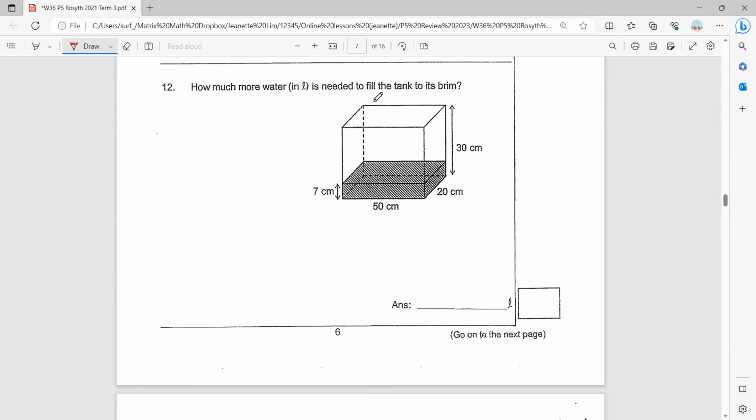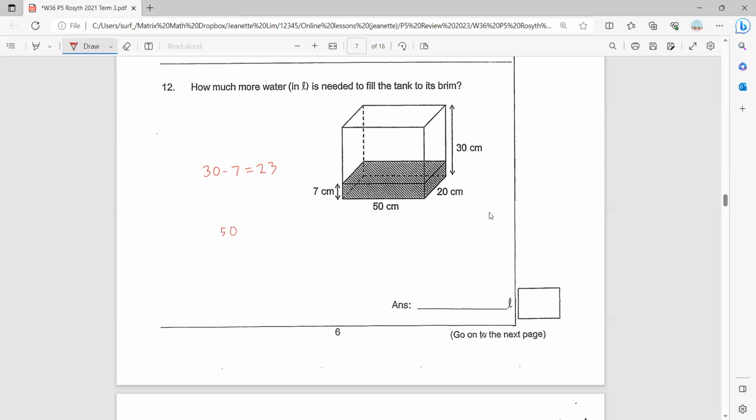Well, how much more water in liters is needed to fill the tank to its brim? So we're finding the empty space, not the water inside. We can use length times breadth times height. But what's the height? The height is not 30. The height would be 30 minus 7. Okay, so the height that I want is 23 cm.